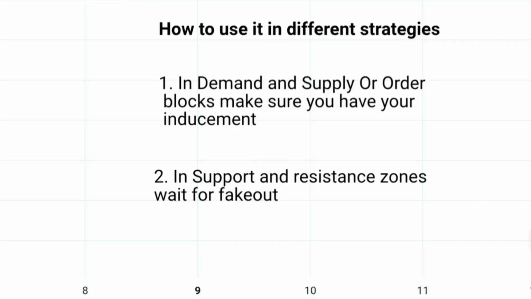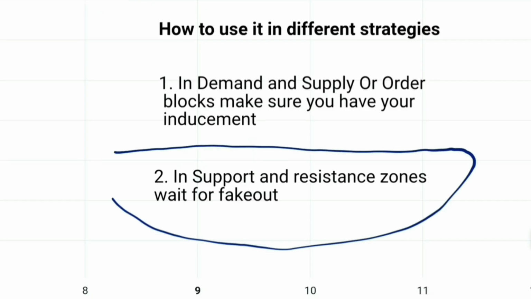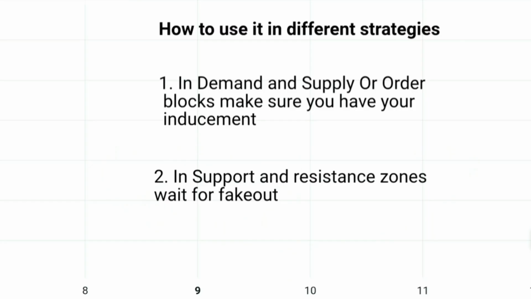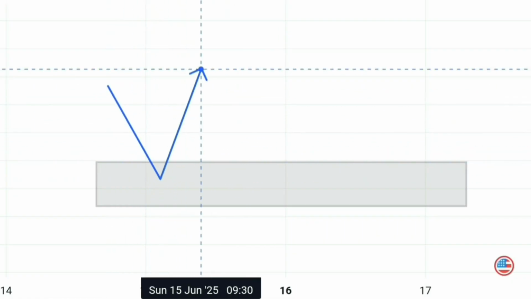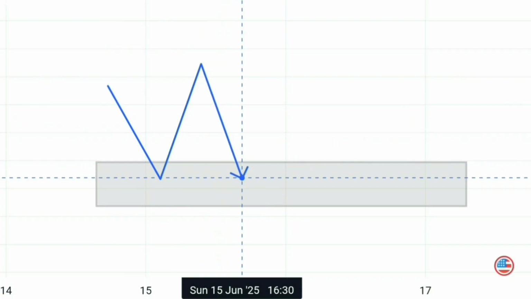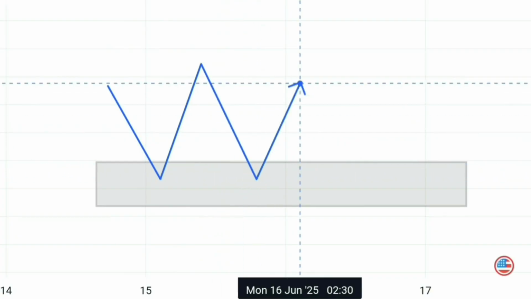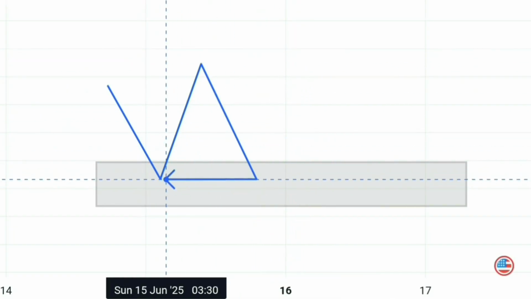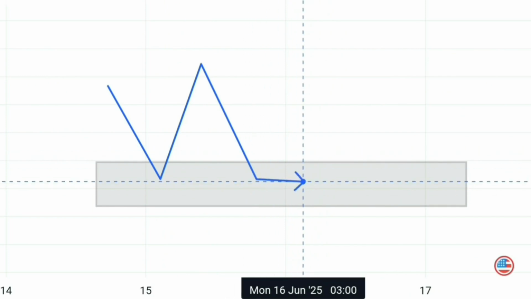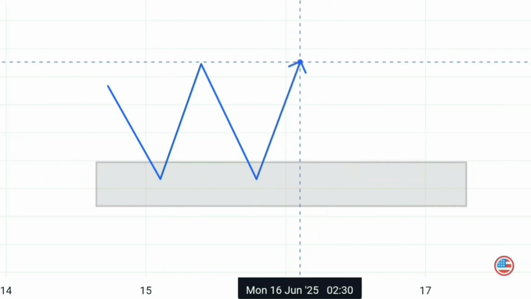Now to trade this approach using support and resistance zones, wait for fake outs. Now we are going to explain how you can catch big moves in support and resistance zones using these fake outs. Alright, if we have a level that price mitigated and pulled up, then came back to that level again, touched it and pulled up, you can decide that this level, because of these two touches, is now a support zone. So now how can you trade it?